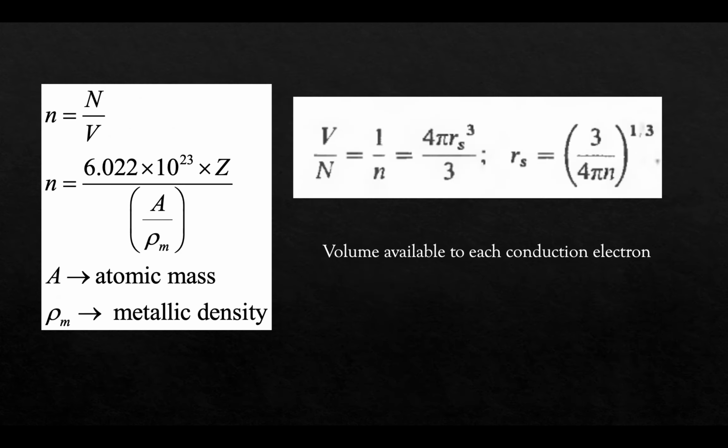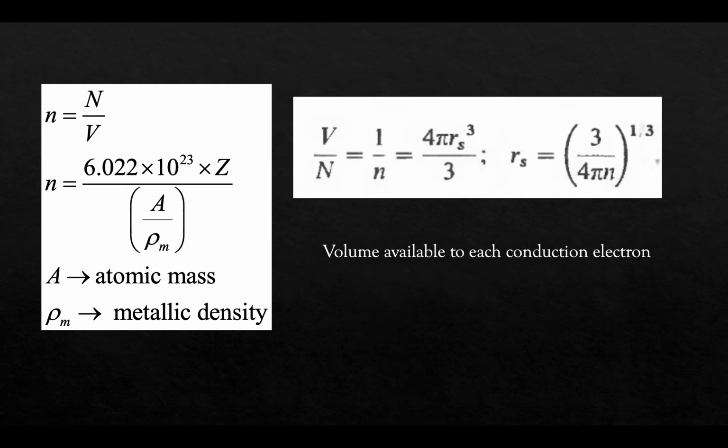So now I can define the number of conduction electrons per unit volume. Small n is the number of conduction electrons per unit volume, and this number capital N is simply Avogadro number of atoms per mole, and each atom contributes Z electrons. So Avogadro number into Z is the capital N, and this volume I can write in terms of the atomic mass divided by the metallic density, and I can compute it.